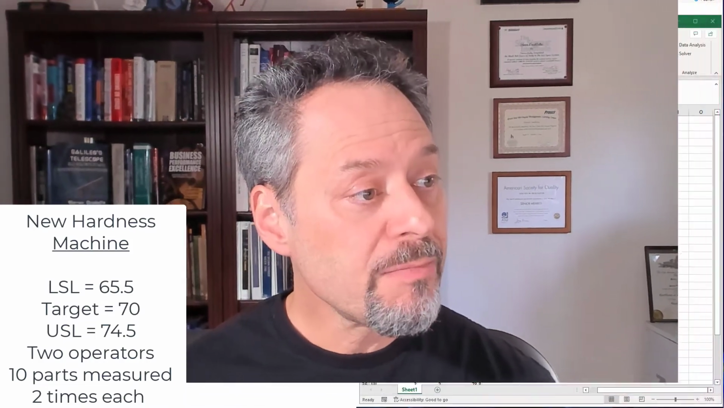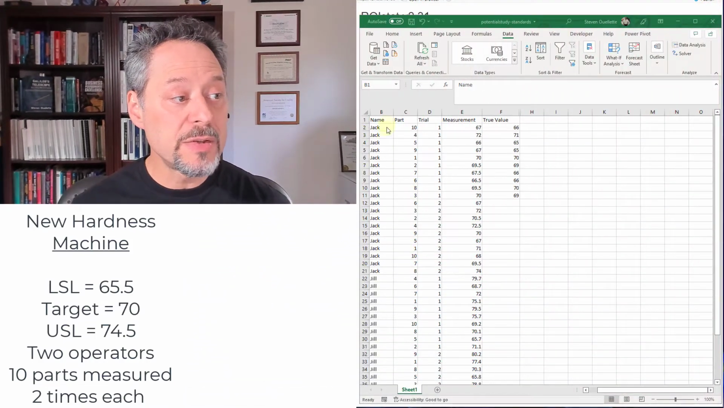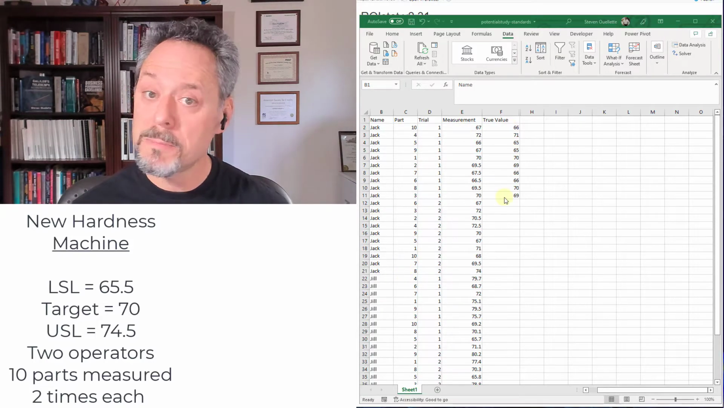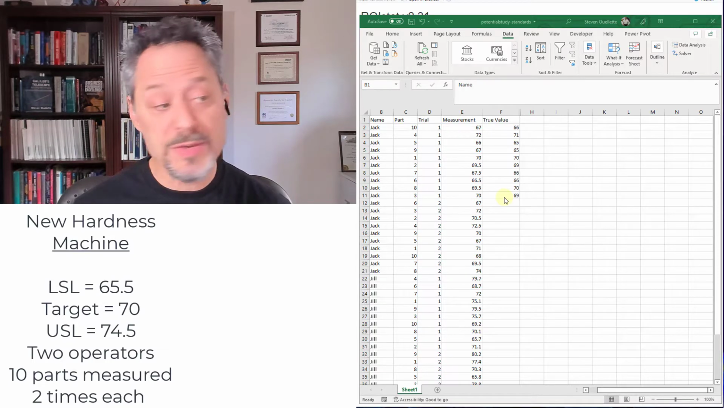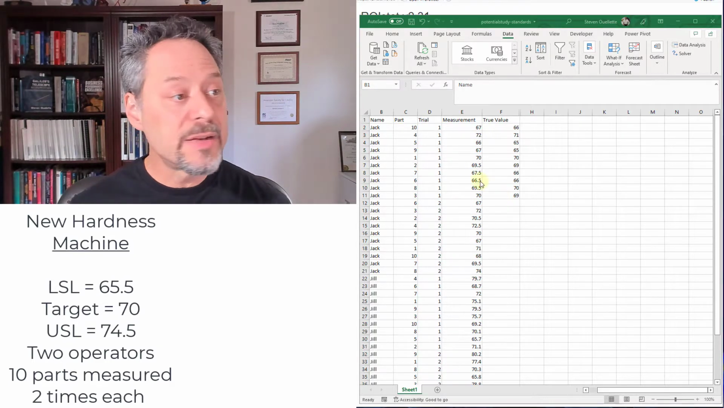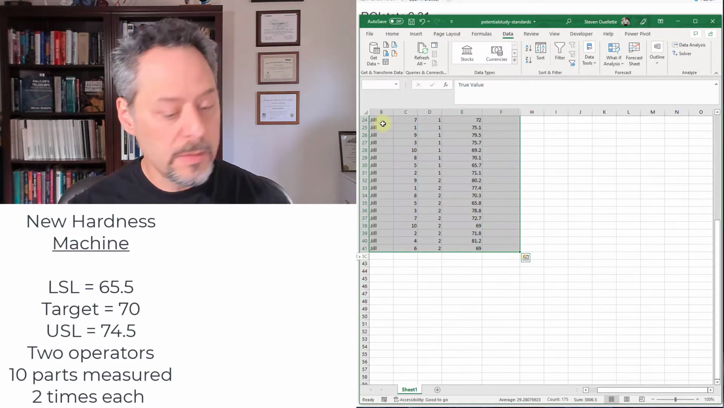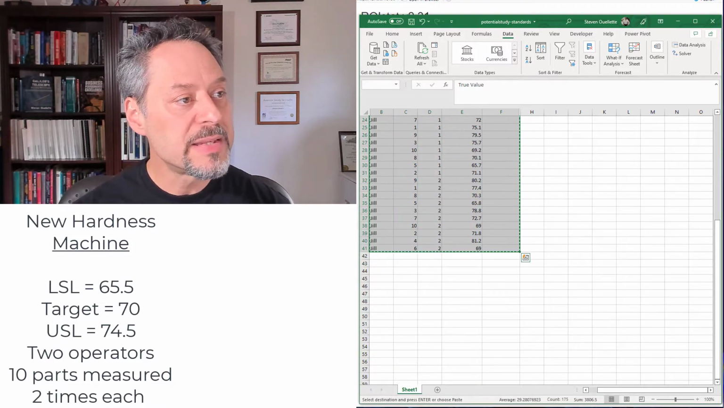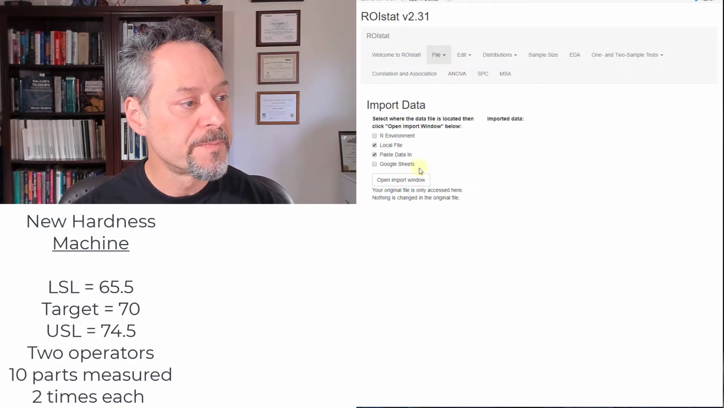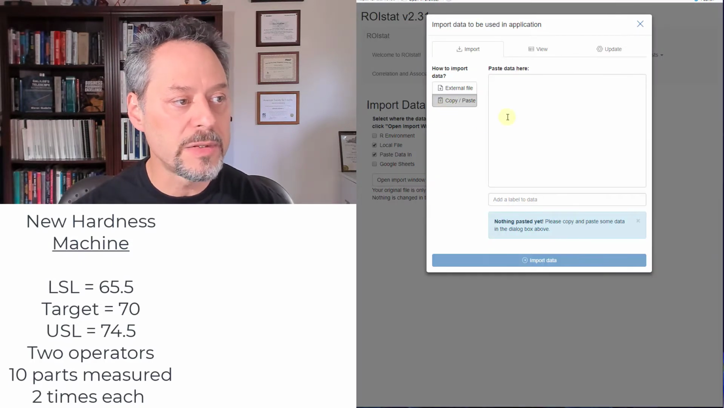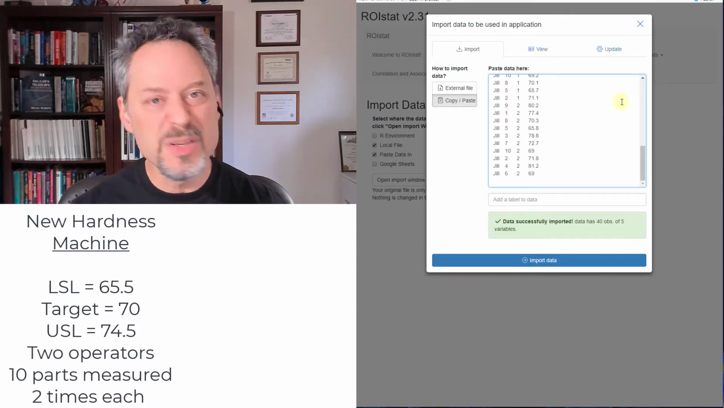All right, so let's take a look at the data. You've completed your test. Jack went through and did the parts in random order, first time, second time. Jill went through and did the same thing. Here are the measurements. We do happen to have the true values here, although you don't need them to do a potential study. So we're going to copy that data and paste it into our app. You can load it as an Excel file or text file or whatever. That's all pretty easy to do. This is just a little faster.